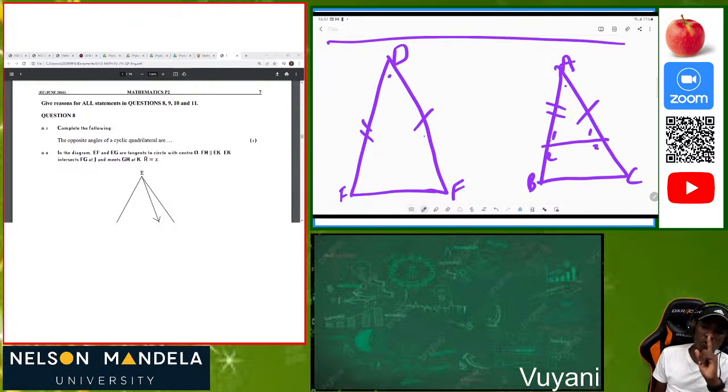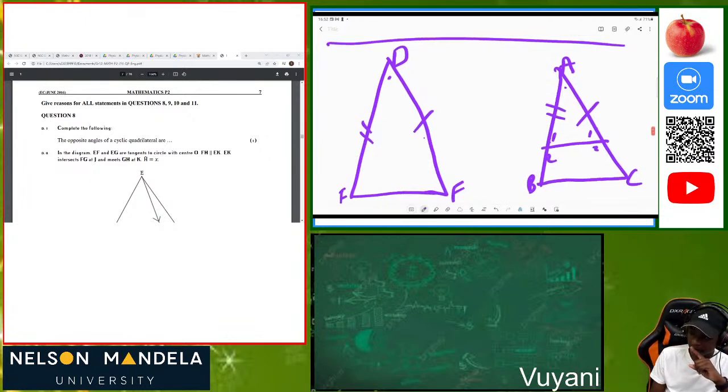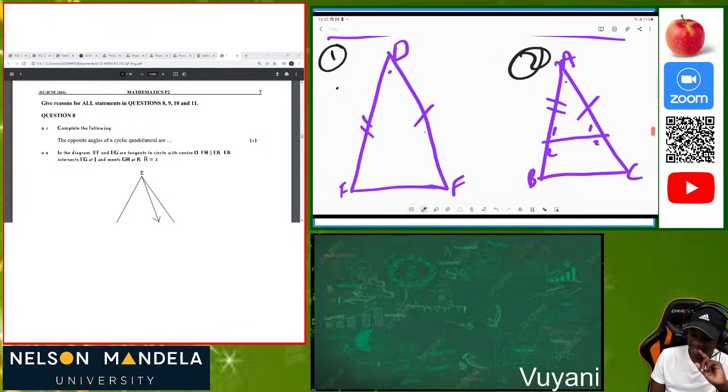So it says that if two triangles are equiangular, then the corresponding sides are in proportion, and therefore the triangles are similar. I'm going to repeat again. It states that if these two triangles, triangle 1 and triangle 2, are equiangular, then the corresponding sides are in proportion. Check it out. DE is the same as AB.